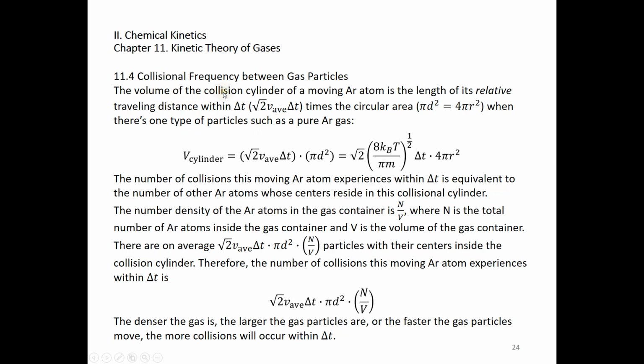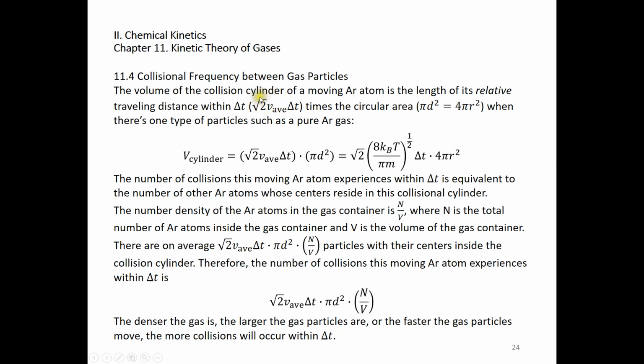Now the volume of the collision cylinder of a moving argon atom is the length of its traveling distance within a time period of delta t. So it's this, square root of 2 times the average speed times delta t. Again, the square root of 2 is placed here because we're talking about the relative speed between two gas particles. And over here, two identical atoms, such as two argon atoms, have the same average speed.